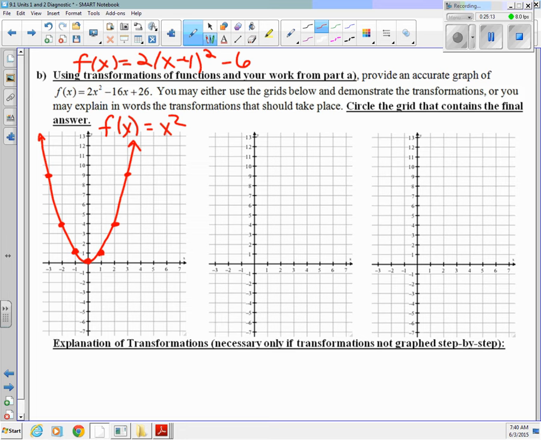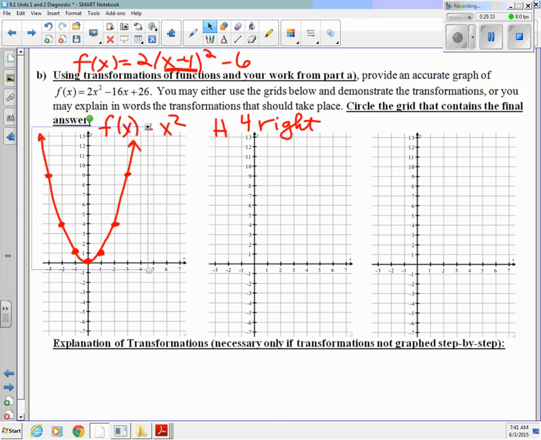So now I want to take that parabola. I'm going to do my horizontal transformations first. The horizontal transformations are the inside stuff. Inside I'm squaring, I'm doing minus 4. So what does that do? Well, it shifts 4 to the right. I have to invert inside stuff. So my horizontal shift is 4 to the right.